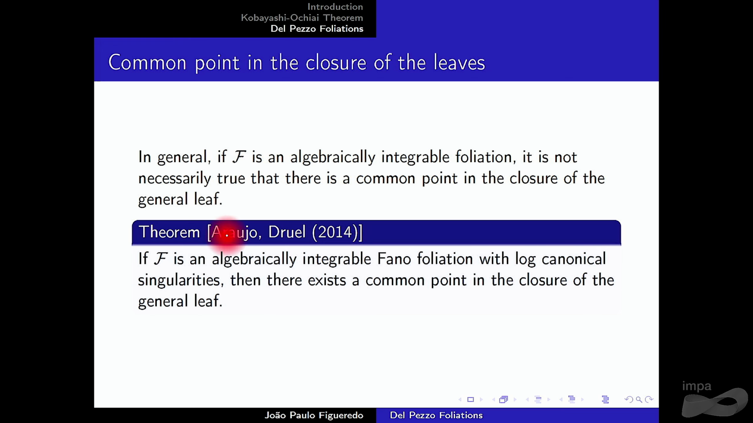So for algebraically integrable Fano foliations with log canonical singularities, there is a common point in the closure of the general leaf. So for all these log leaves, we have a classification of them, and moreover, we have the fact that they all meet generally in at least one point. So this gives a lot of geometric information on the spaces themselves, and this will be enough to show that in the case of Picard number 1, this only happens if X is P^n or Q^n.